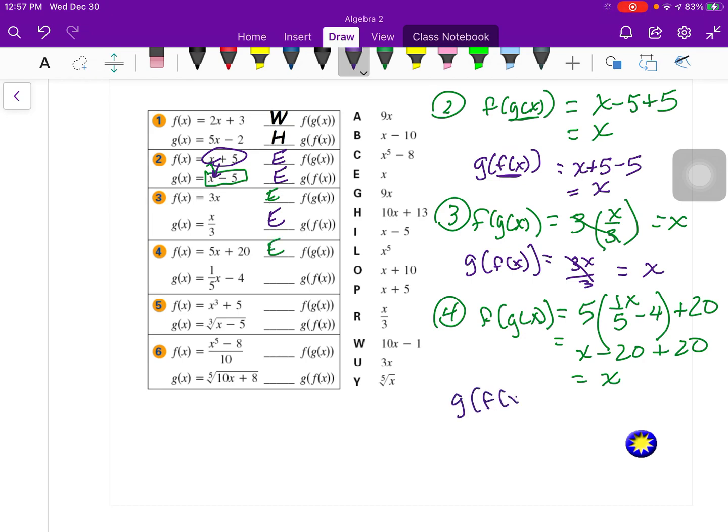G of f of x. It is 1/5, and in place of x, I put my 5x plus 20, and then I have my minus 4. 1/5 of 5x is x, 1/5 of 20 is 4, and that also gives me x.